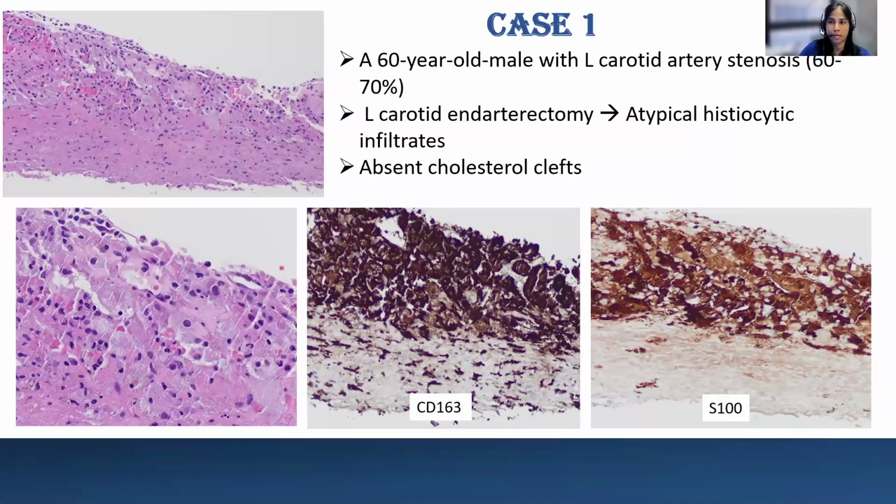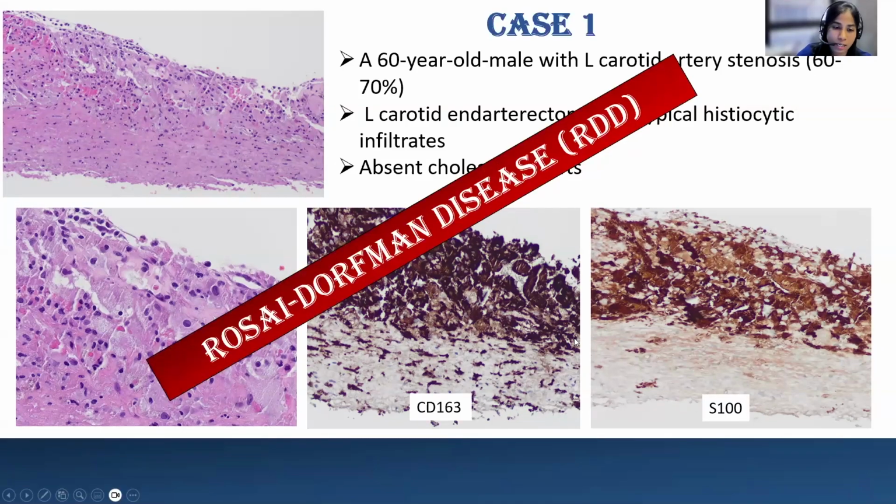Now, this is a 60-year-old male who presented with left carotid artery stenosis and underwent a carotid endarterectomy. Typically, when you have carotid stenosis in an elderly adult, the most common diagnosis, even before pathology review, is going to be atherosclerosis. When you have atherosclerosis, the morphologic correlate would be the presence of cholesterol clefts. But unlike that, in this case there were sheets of histiocytes in the wall of the carotid artery, there were no cholesterol clefts present, and these histiocytes were diffusely positive for CD163 and S100. Morphologically, this is a case of Rosai-Dorfman disease involving the carotid artery.